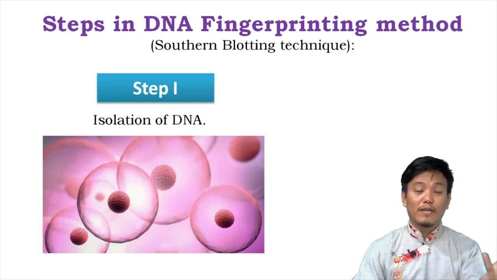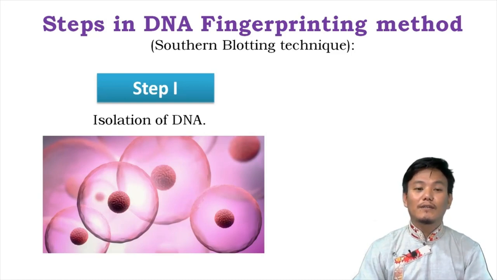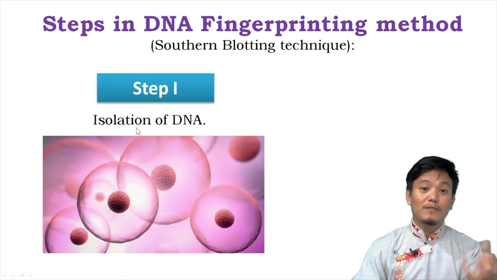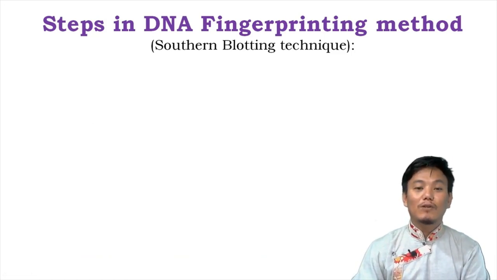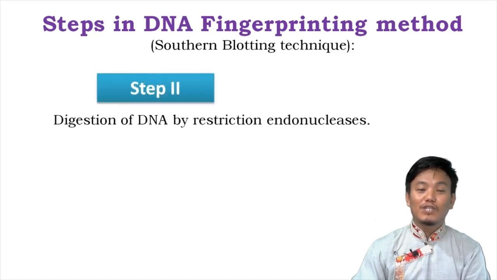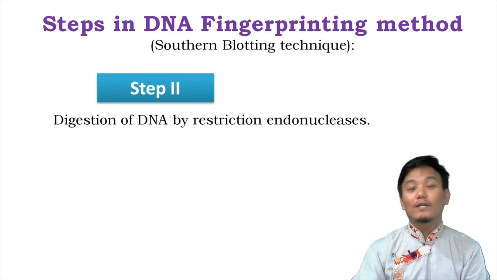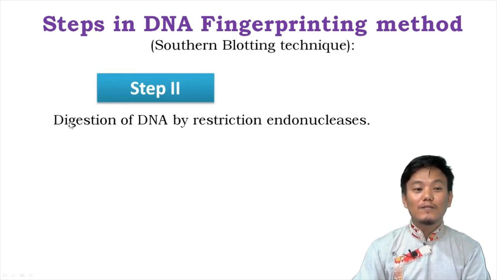And then we have to get the pure DNA. So the first step is isolation of the DNA, so that we get a pure DNA molecule. After isolating the DNA from the cell, the second step is digestion of DNA by restriction endonucleases. So what does this particular sentence mean? Digestion of DNA by restriction endonuclease.